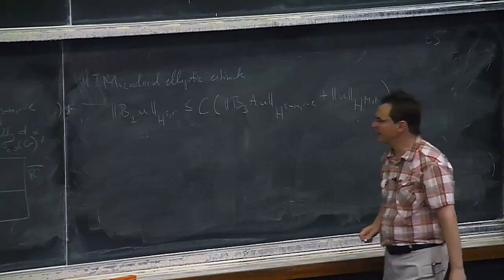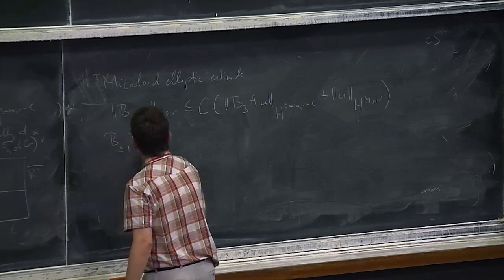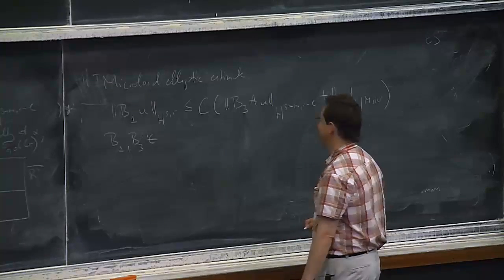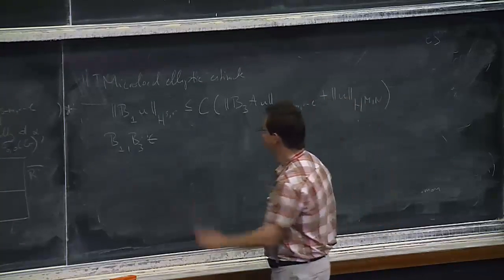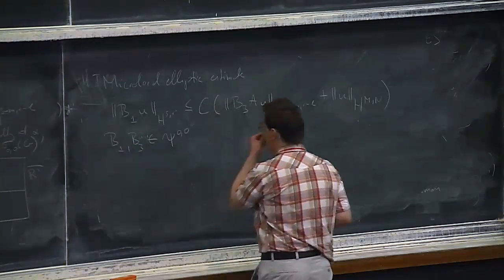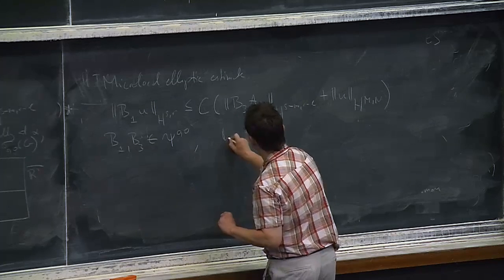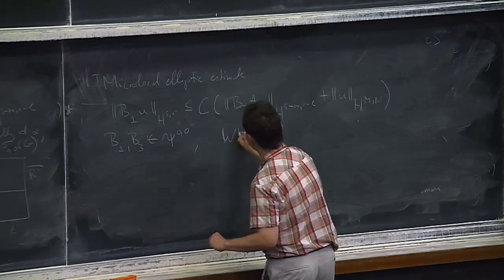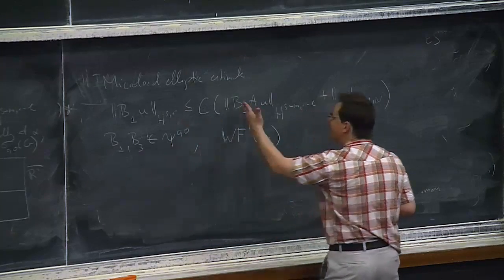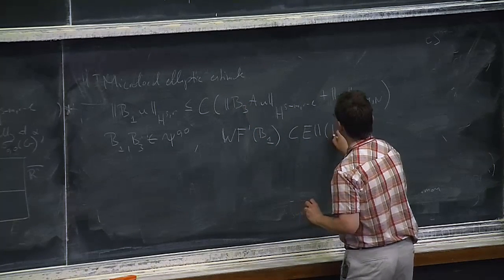And so what are these B's? This B1 and B3, I wrote this because I'm going to talk about propagation of singularities next, and for that I'm going to have a B2 as well. So this way the notation is the same. These are operators of order 0, and what we need is that the wavefront set of B1, so where B1 is non-trivial, has to be where B3 is controlling it. So it's sitting inside the elliptic set of B3.